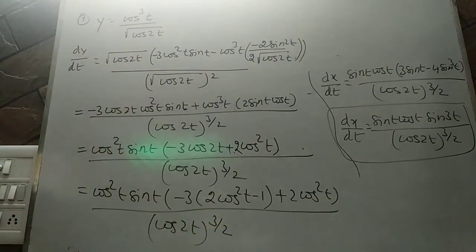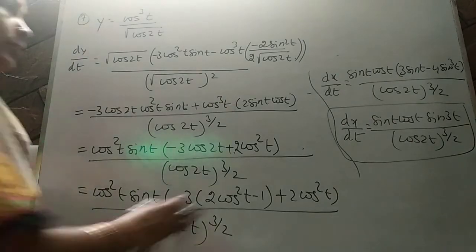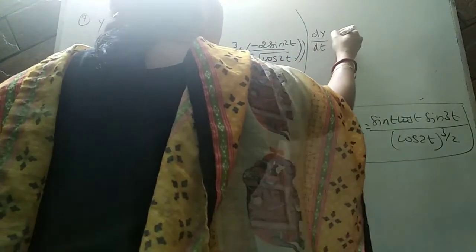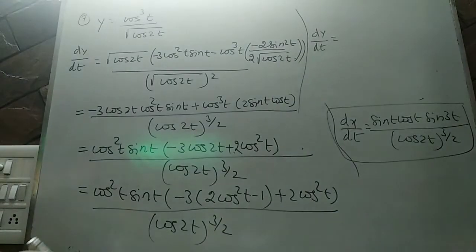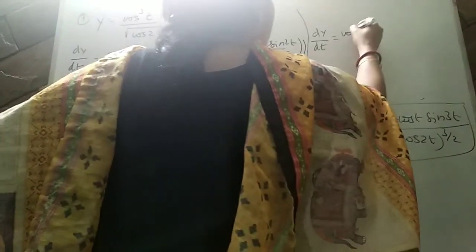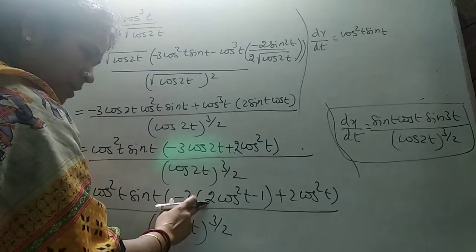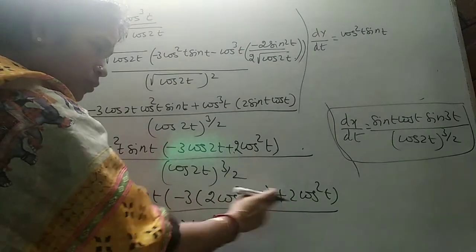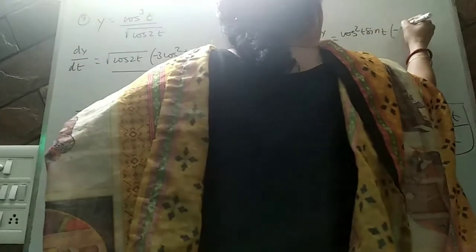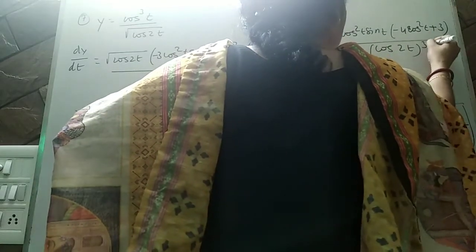Now finally what I am getting here, if I simplify this term, I am keeping dx by dt here. So dy by dt is equal to, now see, this is cos square t into sin t. If I open this, minus 6 cos square plus 2, so minus 4 cos square. We will get minus 4 cos square t, and then plus 3. The whole upon cos 2t whole power 3 by 2.